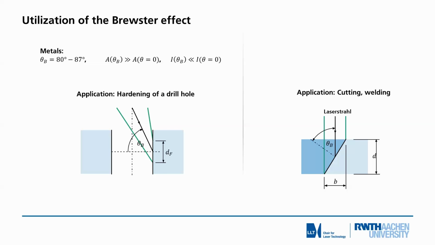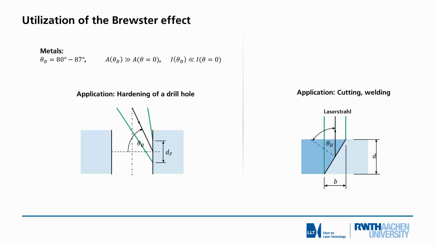Some examples of how we can make use of that Brewster effect. In the left part of the picture you see a typical situation of a drilled bore, and in some industrial applications we want to harden the inner parts of that bore, so we somehow need to get into this bore under very, very small angles.